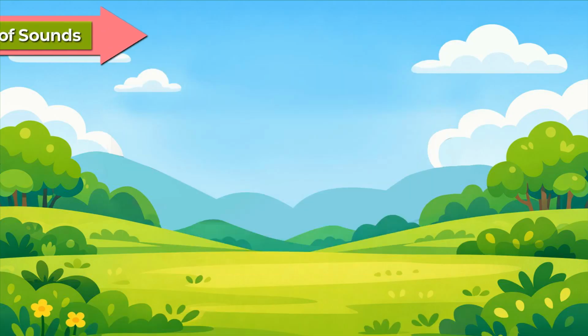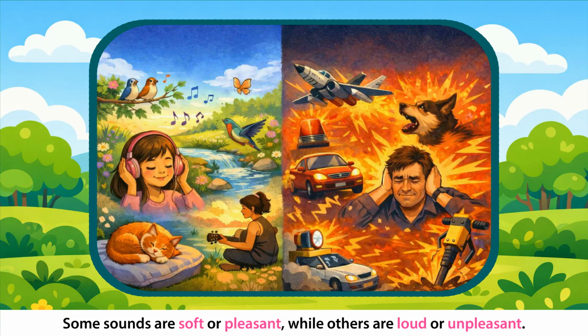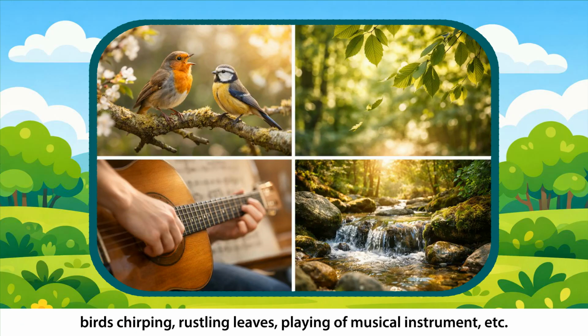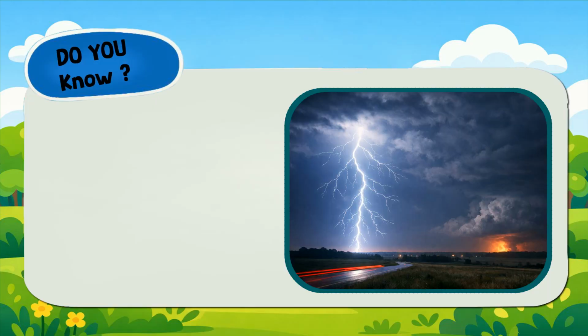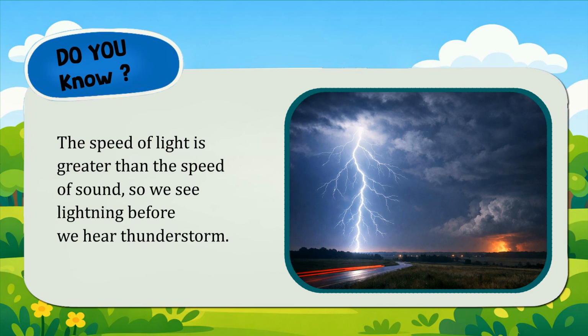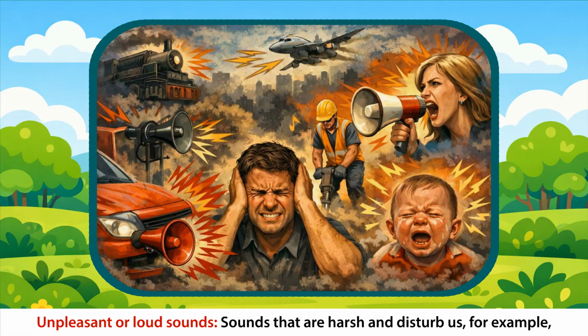Types of sounds. Some sounds are soft or pleasant, while others are loud or unpleasant. Pleasant or soft sounds. Sounds that are gentle and make us feel calm. For example, birds chirping, rustling leaves, playing of musical instrument, etc. Do you know, the speed of light is greater than the speed of sound, so we see lightning before we hear thunderstorm.